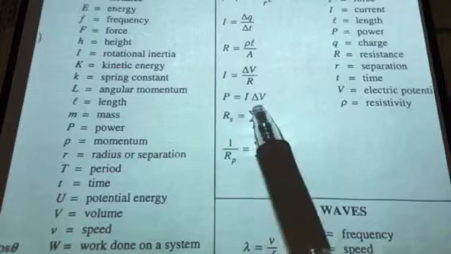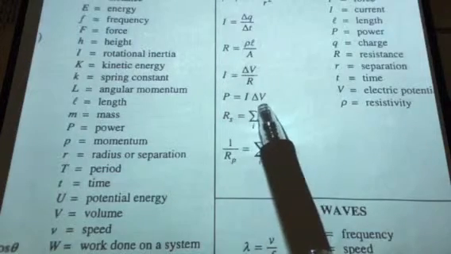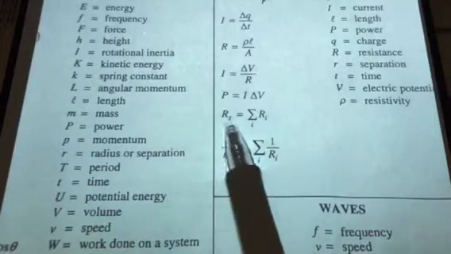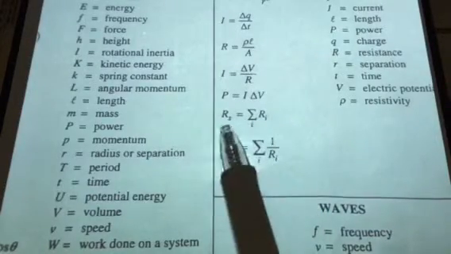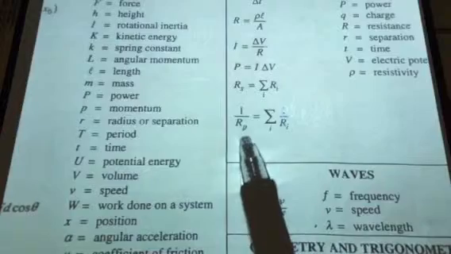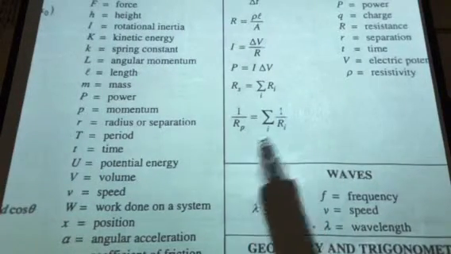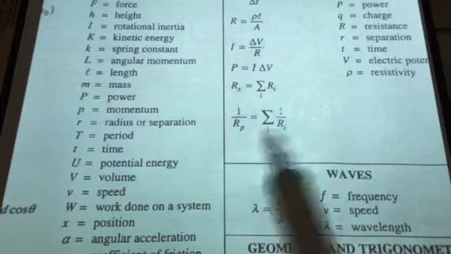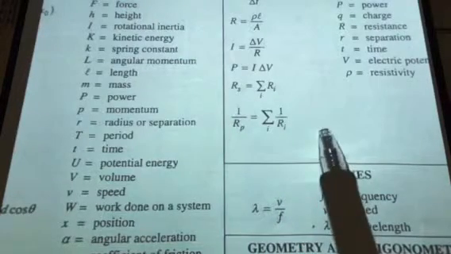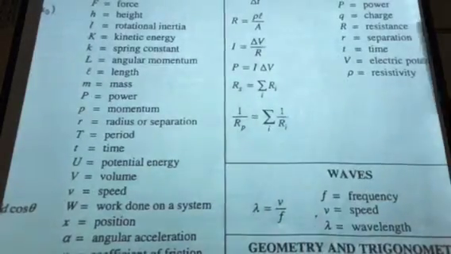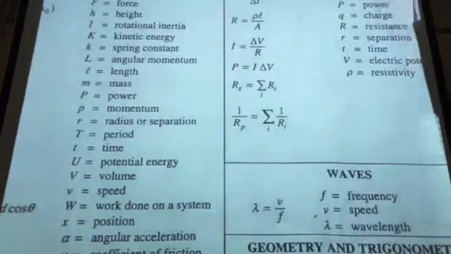This is power: current times voltage. This is the resistance of resistors in series, just add them all together to find the net resistance. And this is the net resistance of resistors in parallel: 1 over the net resistance equals 1 over R1 plus 1 over R2 plus 1 over R3. So we've now covered all the equations on that equation sheet.